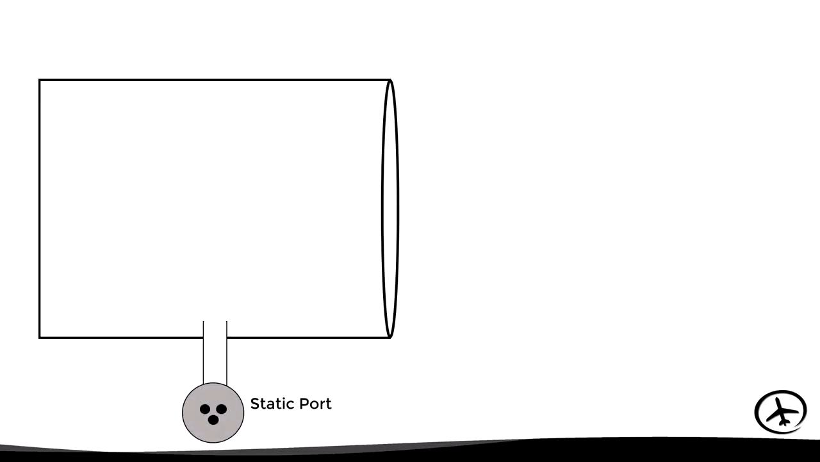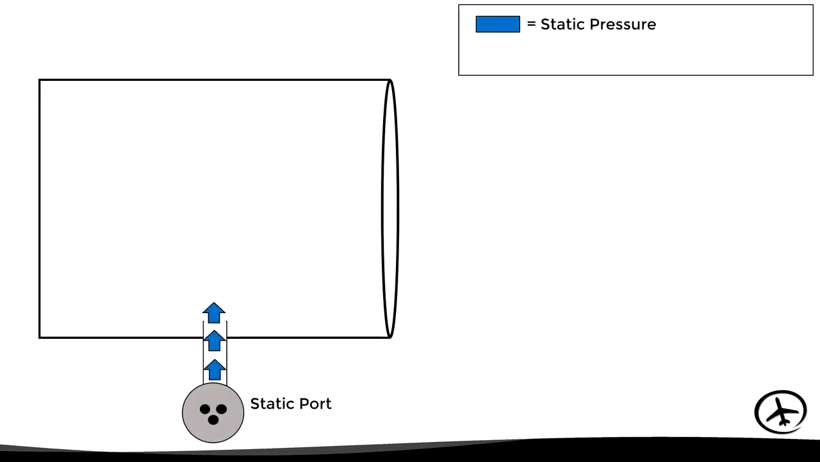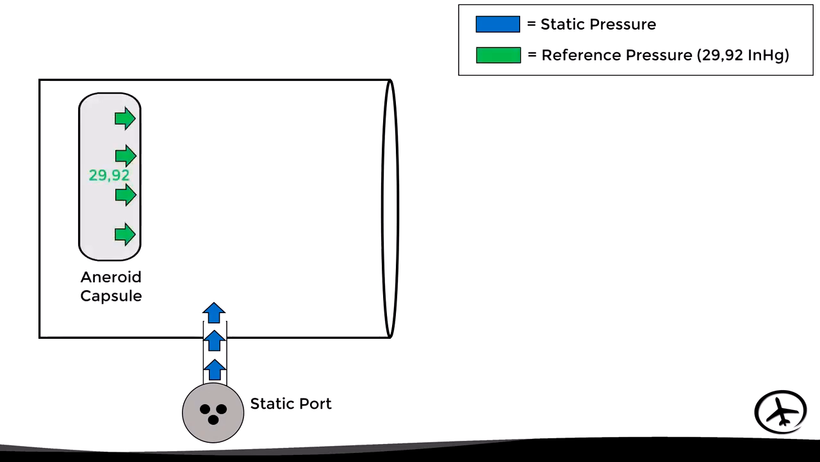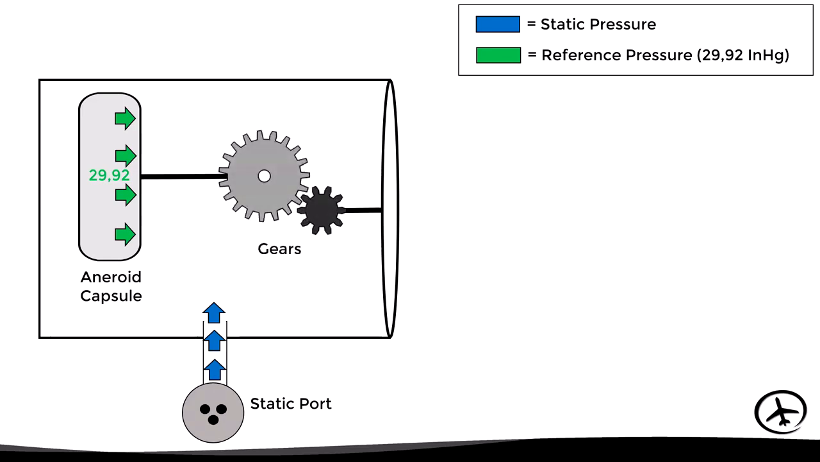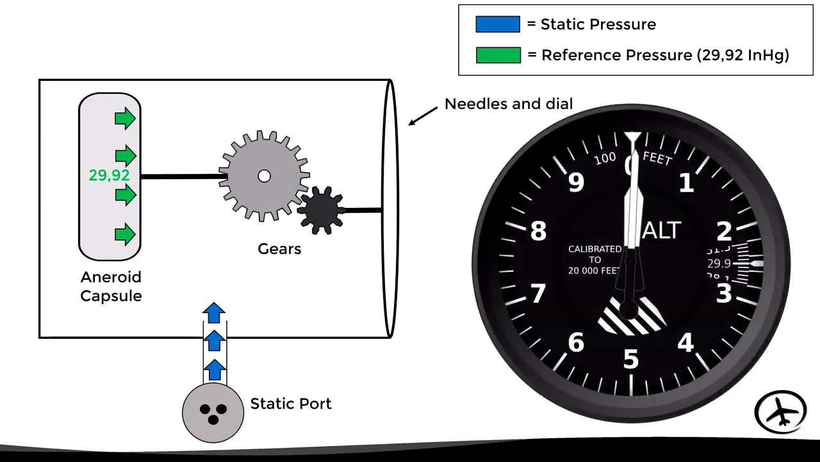As we know, the instrument is connected to the static port, which fills the instrument case with static pressure. Now, inside the instrument there's an aneroid capsule, which is sealed with a constant pressure inside of 29.92 inches of mercury, which, as we previously mentioned, is the standard reference pressure. This capsule is connected to gears that move the needles on the instrument dial.